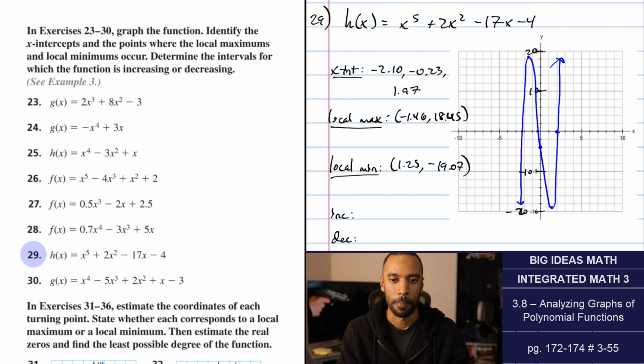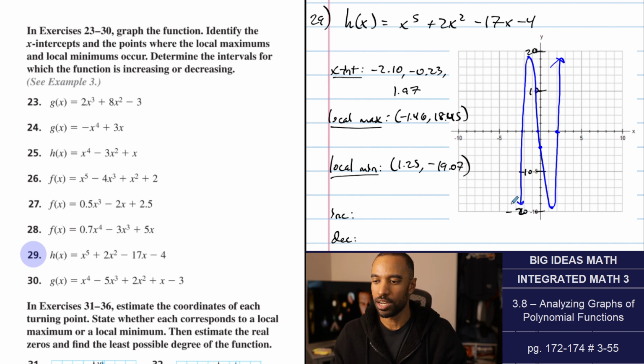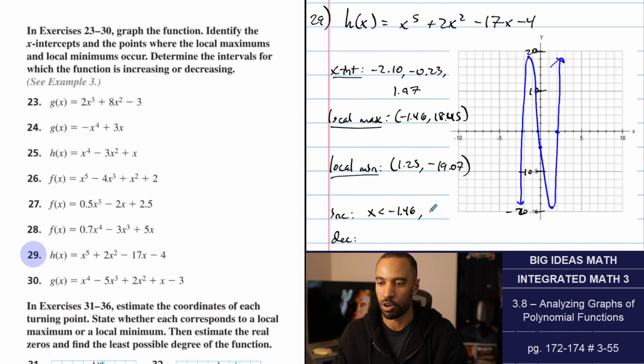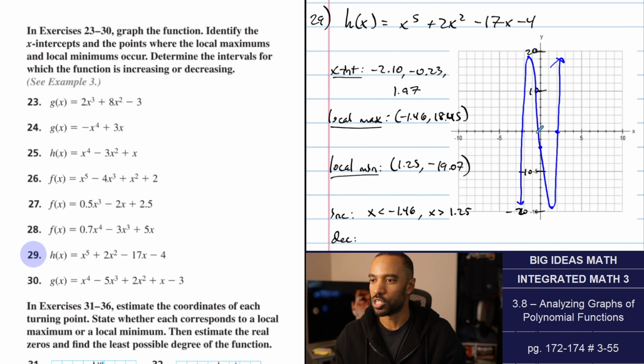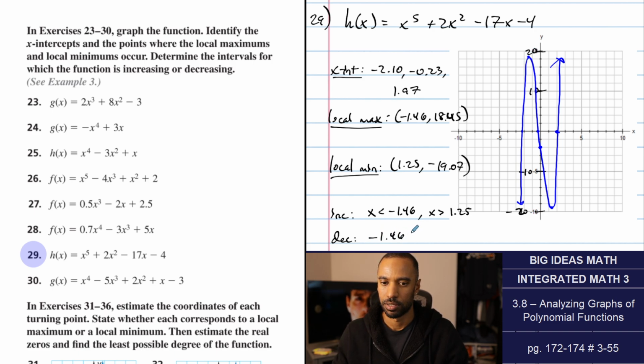Okay, so there's the graph. Increases. Ooh, I don't know if we should show a gun. Okay, so increases. We're increasing all the way up until this local max at -1.46. So every x that's less than -1.46 and every x that's greater than the local min's value of 1.25. And then we are decreasing in between those, between -1.46 and 1.25. Like that.